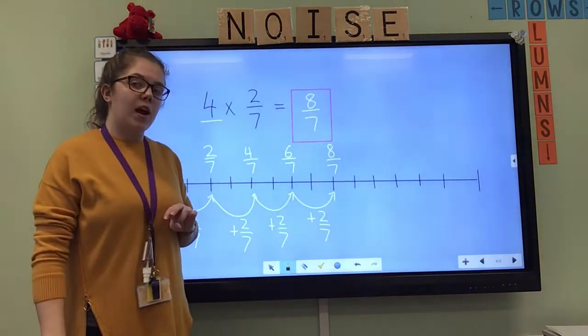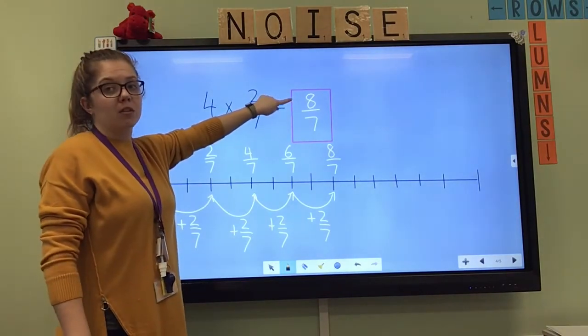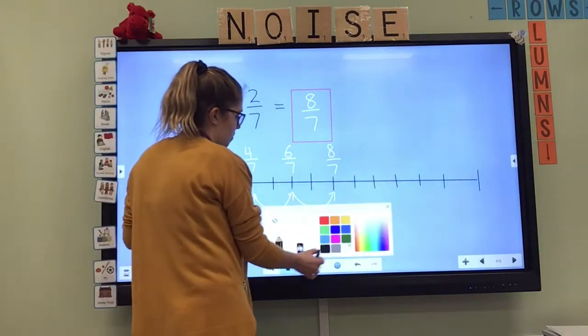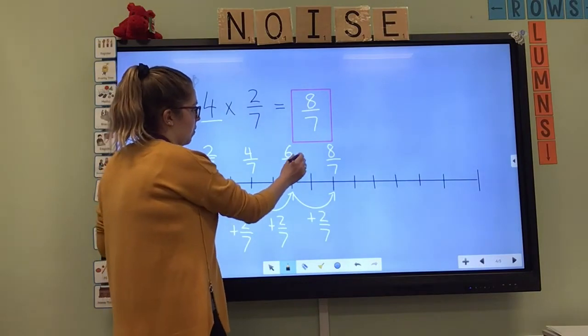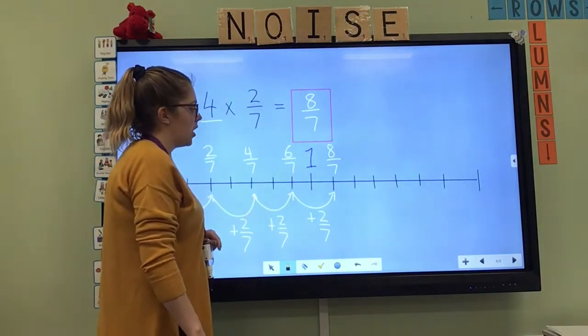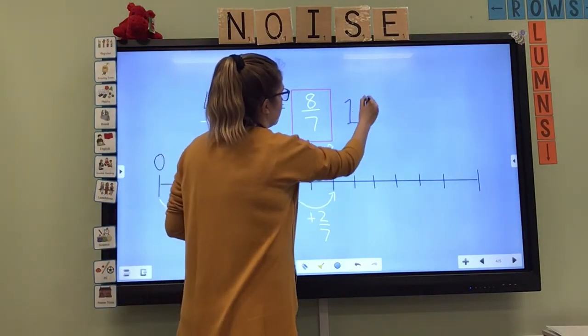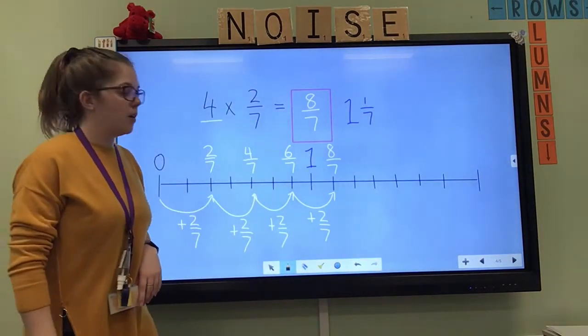How else could we write 8/7? Noticing that that is an improper fraction because the numerator is bigger than the denominator. What's that going to be as a mixed number? That's right, we know that when we added 1 more 7th onto our 6/7, we got to 1 whole. So what we've got as a mixed number is 1 whole and 1/7, like that. Okay?